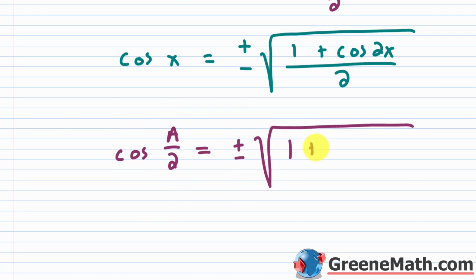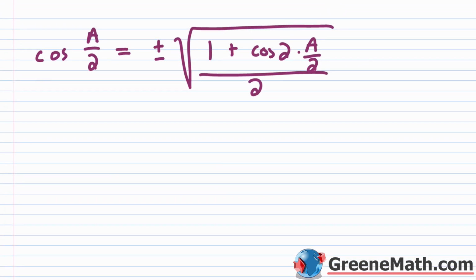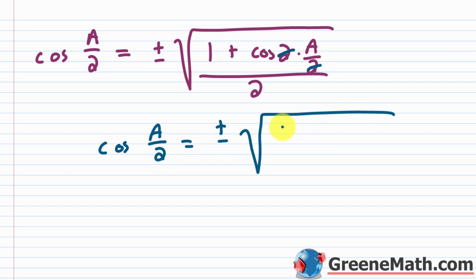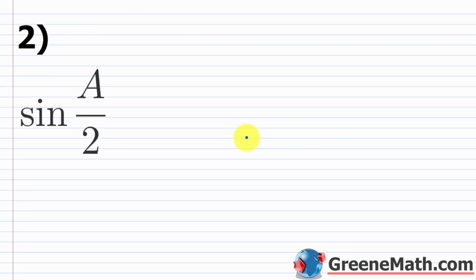So the square root of 1 plus the cosine of 2, again, where there's an x, so here and here, you're plugging in a over 2. And then this is over 2 like this. So now this is going to simplify. This 2 divided by this 2 would be 1. So you arrive at the formula. So this is the cosine of a over 2 is equal to plus or minus the square root of 1 plus the cosine of a over 2. All right, let's take a look at problem 2.